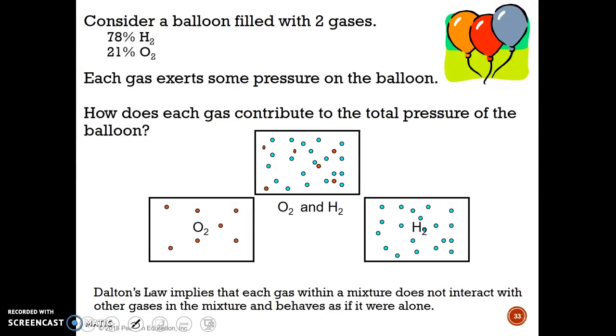Like I said, we can fill up a balloon with two gases that don't react. And we can pretend that the oxygen is by itself and the hydrogen is by itself, and calculate its properties, its moles, and things like that. Dalton's law of partial pressure implies that each gas within the mixture does not interact, and behaves as if it was alone.